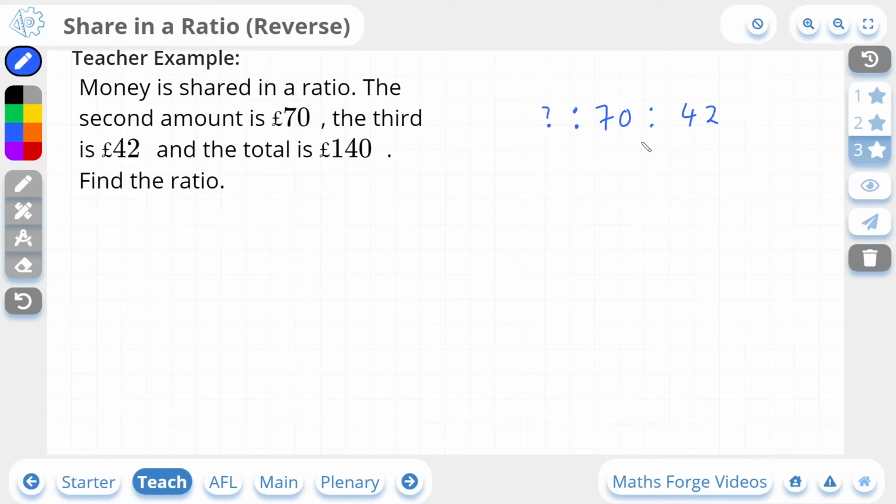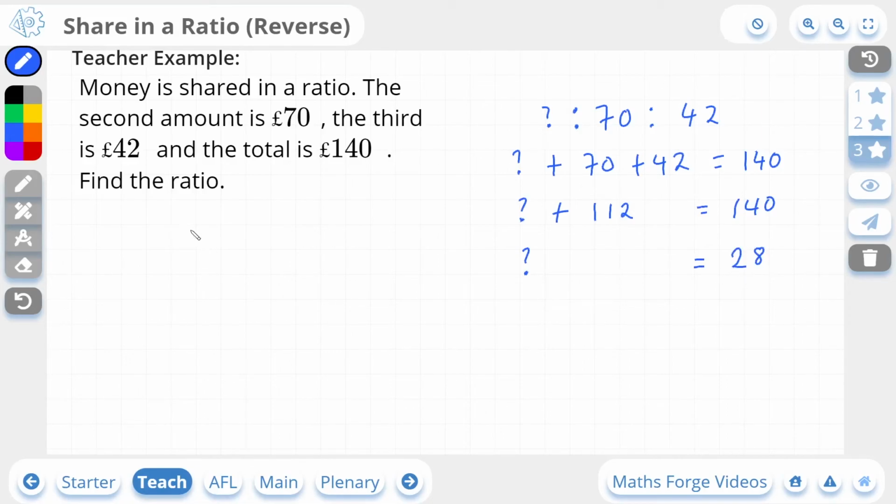So I know that if I add all of the numbers up in my ratio together, with this question mark, which is the first value, and we don't know what it is, but if we add it to 70 and if we add it to 42, we get the total amount, which is £140. So now we can find out what this first amount is simply by adding 70 and 42 together, which gives us 112, and then subtracting 112 from both sides of this equation to find out what the first value is. Doing this, we get the first value to be £28.